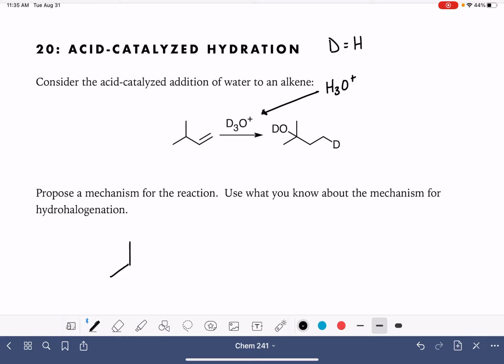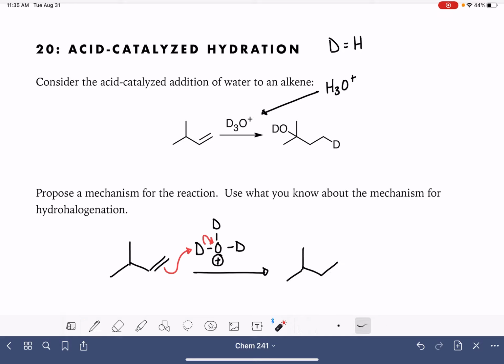First thing we're going to do is propose a mechanism for this reaction. I'm actually going to draw out the structure of the D3O+. It makes it easier to draw the mechanism. For this reaction, the double bond is going to reach out and attack one of the deuterium atoms and break the deuterium oxygen bond. The electrons in this double bond are going to cause the formation of a new bond to that particular deuterium atom.